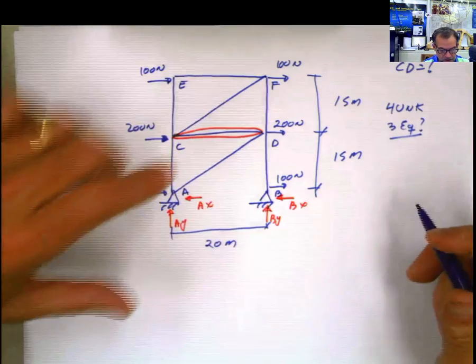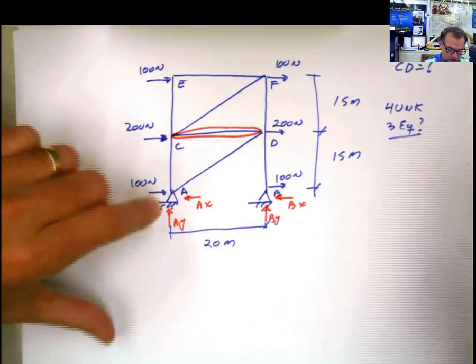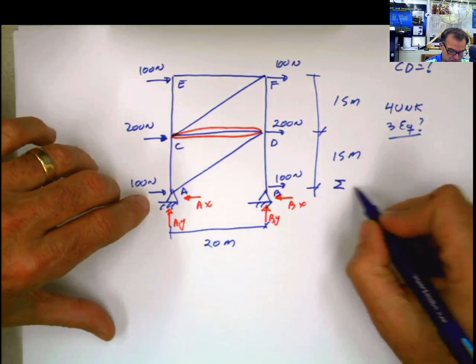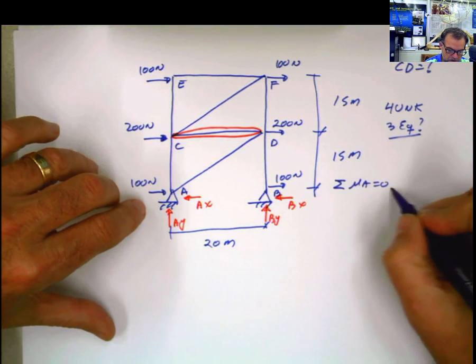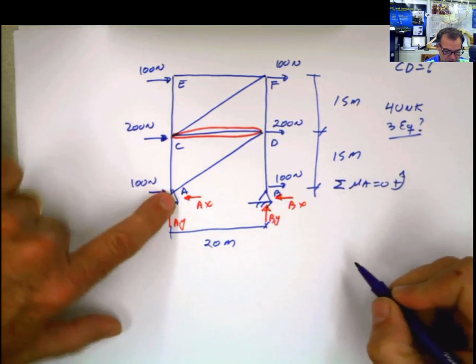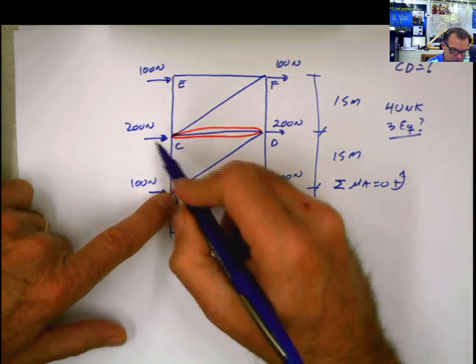Or you can say summation of moments. Okay, let's do summation of moments. Let's start from there. Summation of moments at A equals 0. And I'm going to do that. This is A. I'm going to do moment here. I'm going to start from this point.